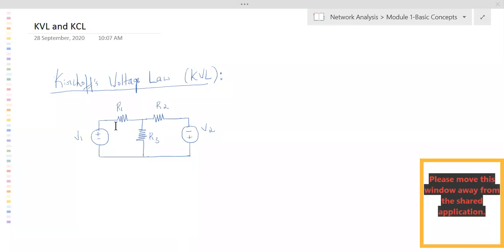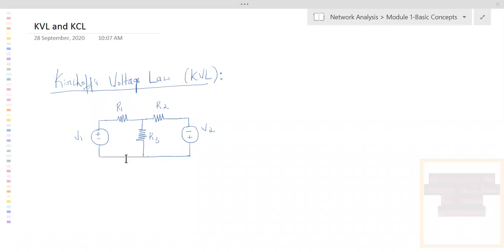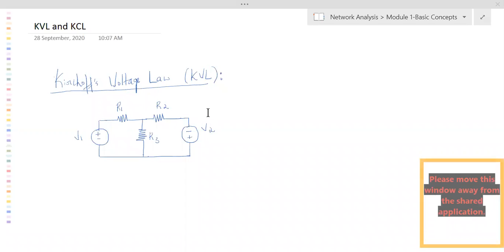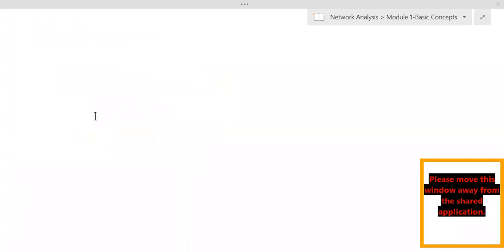Let's just see how we can apply the KVL here. First thing that you need to understand before applying the KVL: see here, how many closed paths are there? This is one closed path, this is one closed path, and this is one closed path. There are three closed paths. And Kirchoff's voltage law says that it has to be applied along a closed path. There are three closed paths. So to refer to these closed paths, let's take this.